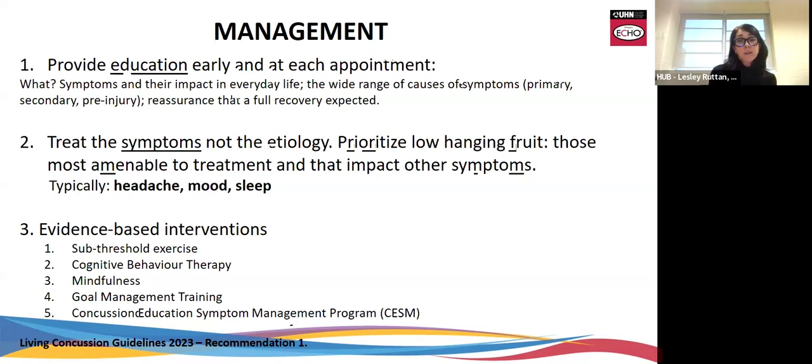Our group has developed the Concussion Education and Symptom Management, or CESM program. It's a 6-week remotely delivered program that is showing efficacy for mood, stress, anxiety, as well as quality of life, along with confidence to self-manage one's symptoms.